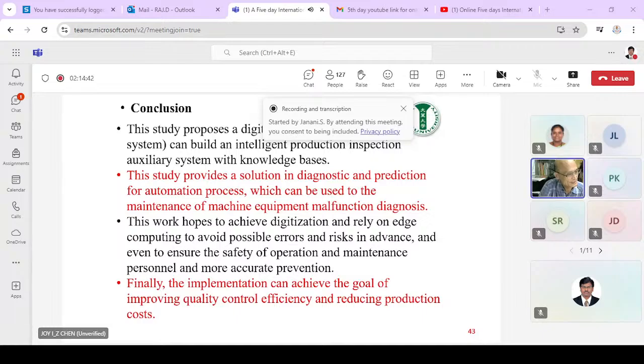So I think the implementation can achieve the goal we set in the beginning, and it can control the efficiency and reduce the production rate. Okay, thank you for listening.